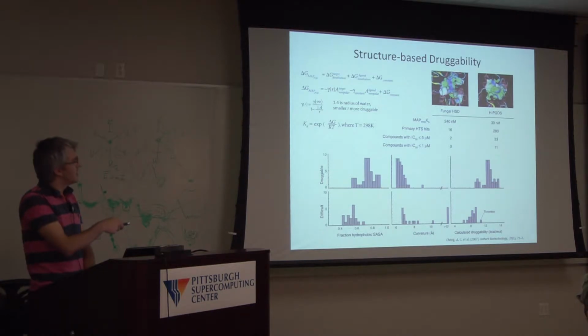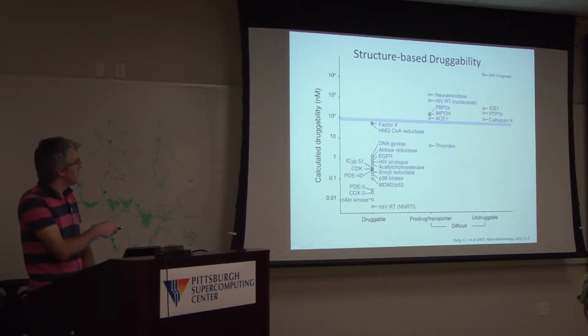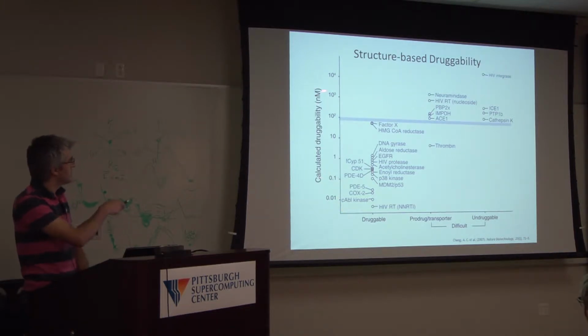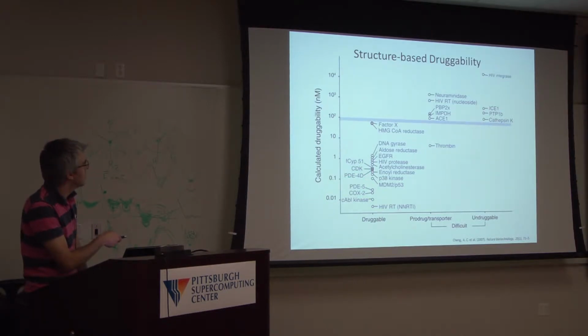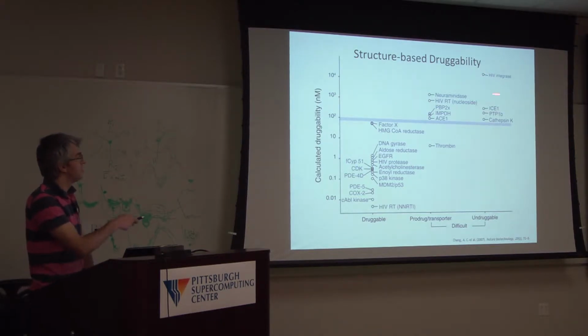And this is just an example. I won't go into details. And here are their predictions. You see a bunch of targets here that are druggable, and this is calculated druggability in terms of nanomolar maximal achievable affinity. You might know many of these targets. You see kinases here. You see HIV RT, EGFR. I don't see any GPCRs, maybe due to lack of structures. You need a structure to be able to calculate this. And you see some hard to drug targets. One of them is protein tyrosine phosphatase 1B, and the other is cathepsin.